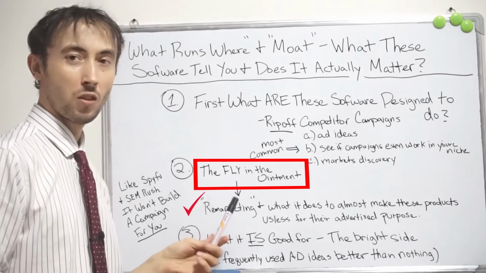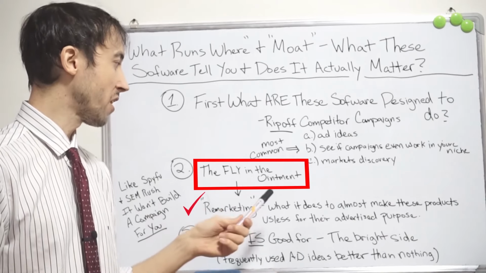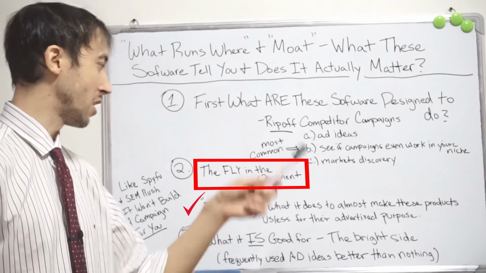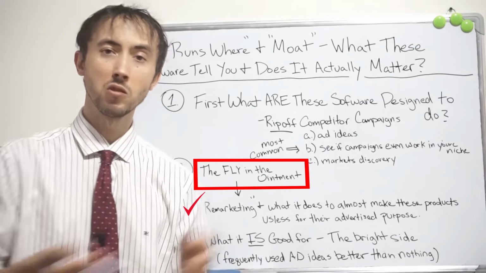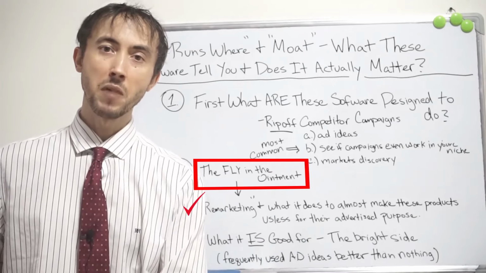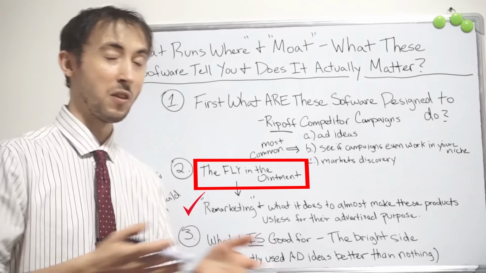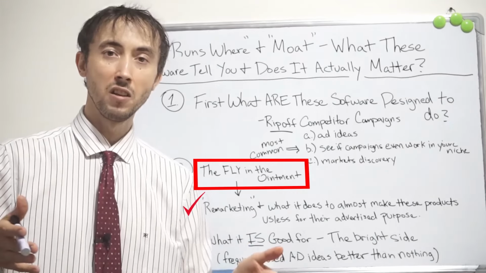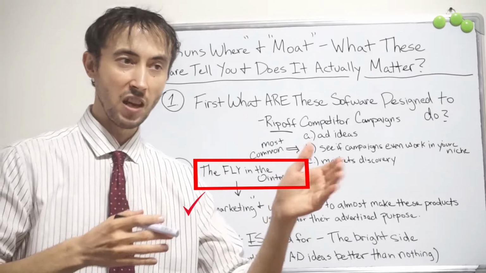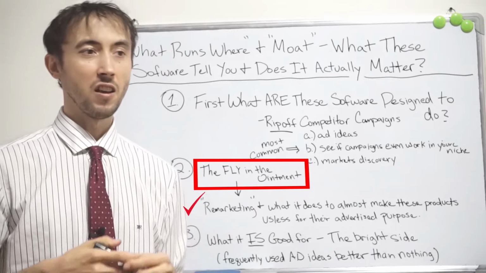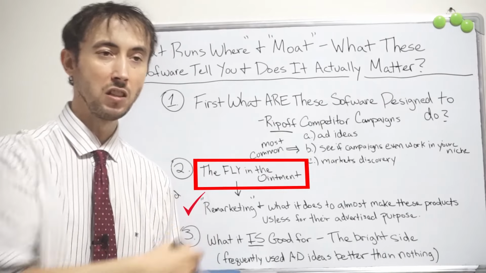That is the word remarketing. In other words, remarketing and what it does to almost make these products useless for their advertised purpose. Since most people want to do as little work as possible and just copy their competitors' display campaigns so they don't have to learn all these things, it's very difficult to, not impossible, but you have to read some material to learn how to run a display campaign right, because people aren't looking for it. You've got to have an interesting spin on things. It's like having to do outbound calling to sell versus people coming to you.